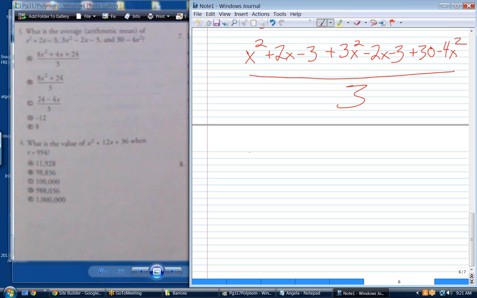So let's simplify the top, which is, where do we start here? And you know, I'm coming up with 24 divided by 3. Answer E. Very good. Everything cancels except the numbers, huh? Yep. Okay.